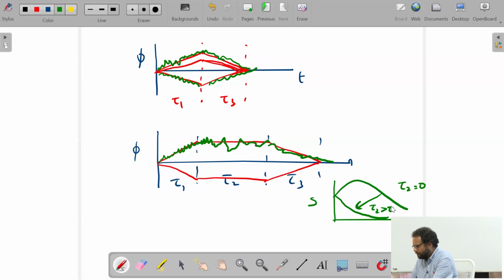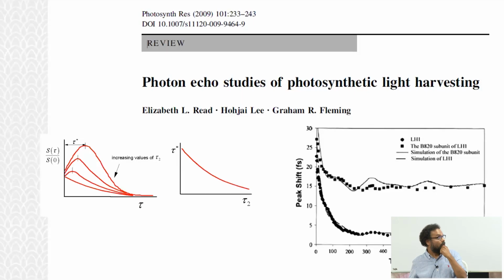And I want to show this data again. Doesn't show up. Yeah, so this is by Graham Fleming's group. This one is looking at that peak shift as a function of waiting time, the population evolution in a photosynthetic system. In the beginning, the peak was shifted by about 25 femtoseconds. They wait long enough, and that peak goes back to 0. That's because the population evolves in that time scale. It's a very fast time scale. Think about this. The very fast time scales.